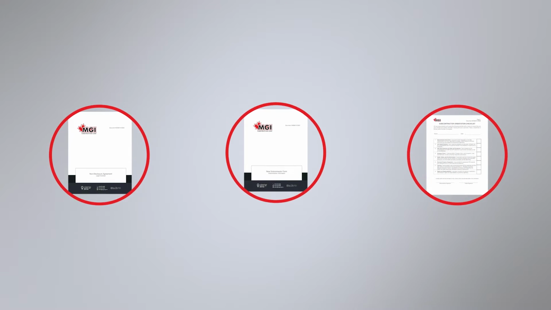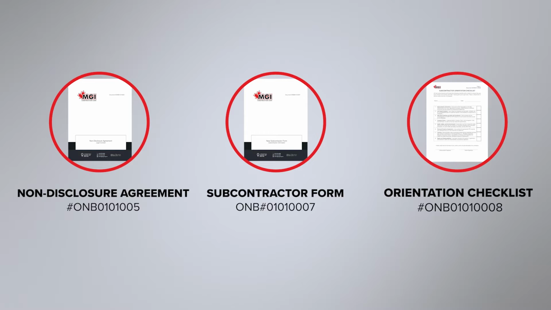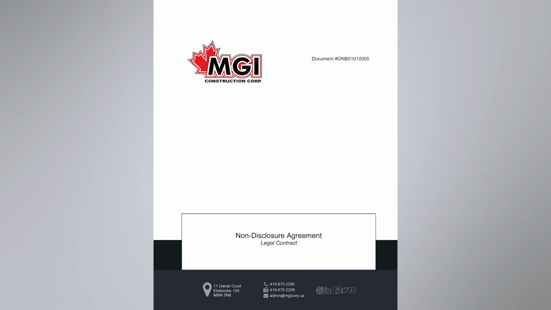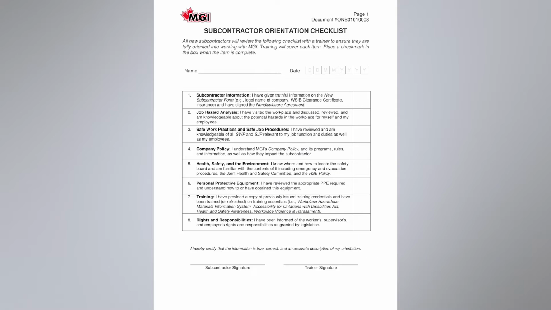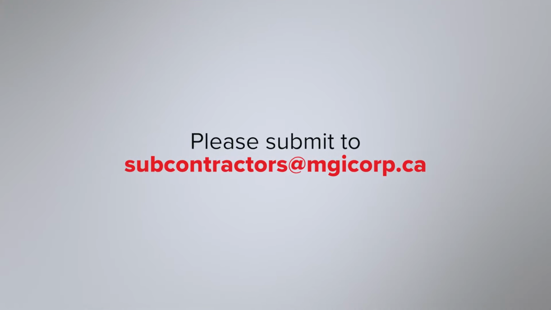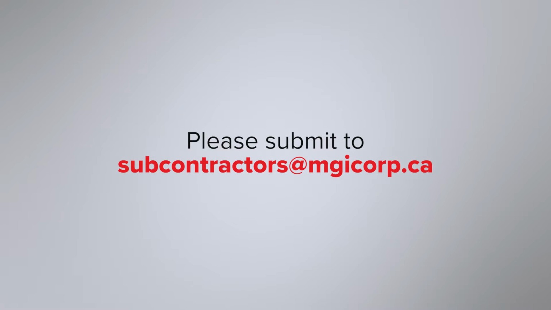All subcontractors are required to fill out and submit the necessary documents before entering active sites. Please be sure to go over the required documents and ensure they are valid before submitting. All documents are labeled with their respective numbers. Once all the necessary documents are completed, submit them to subcontractors@mgicorp.ca.